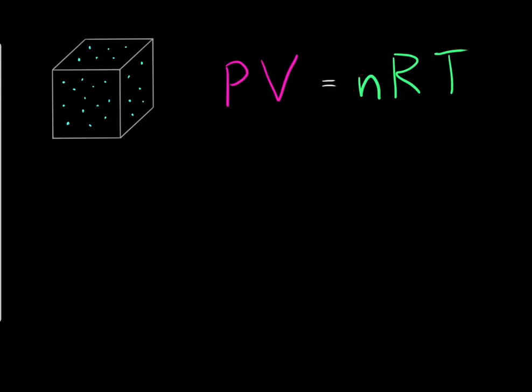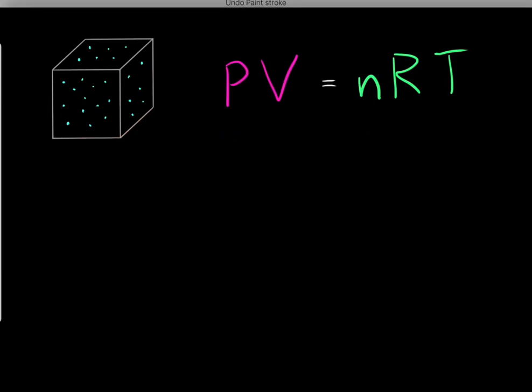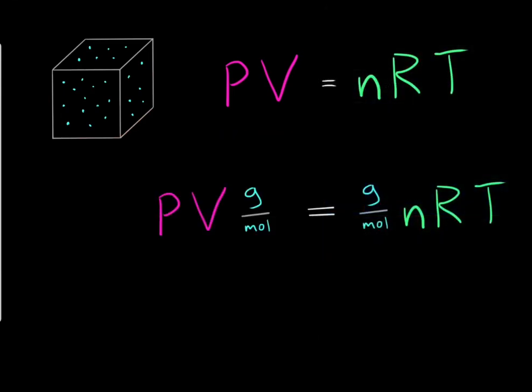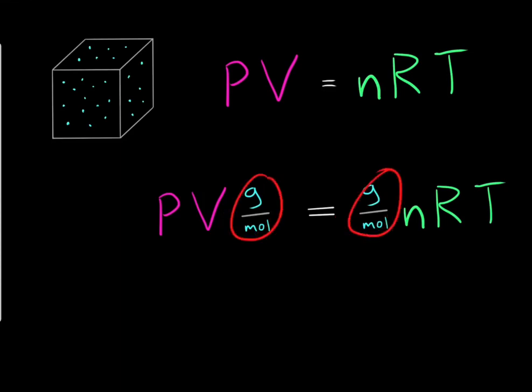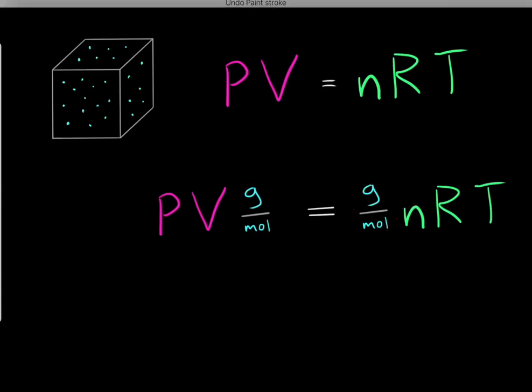However, one last implication of this ideal gas law is, let's say you know the molar mass of the gas molecules in the system. Then you can multiply both sides by that molar mass. We know the units of molar mass is grams per mole. We can do that, as long as we multiply both sides by the molar mass, that's okay, because we're doing it to both sides.